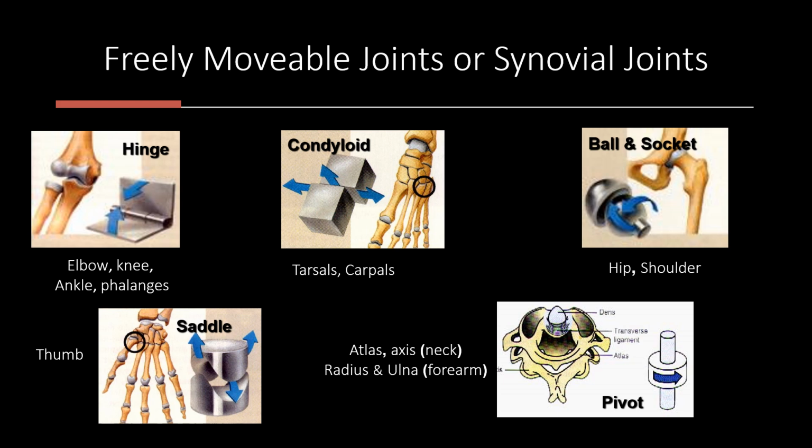So the questions might be, which of the following is a pivot joint? Which of the following is a hinge joint? Where would you find a ball and socket joint? Which is the only saddle joint in the body?